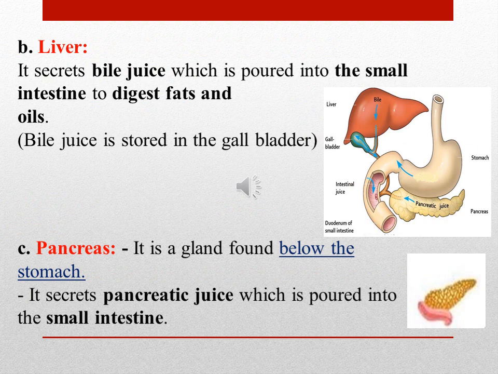Second, liver. It secretes or produces bile juice which is poured into the small intestine to digest fats and oils. Bile juice is stored in the gallbladder. Third, pancreas. It is a gland which is found below the stomach. It secretes pancreatic juice which is poured into the small intestine.